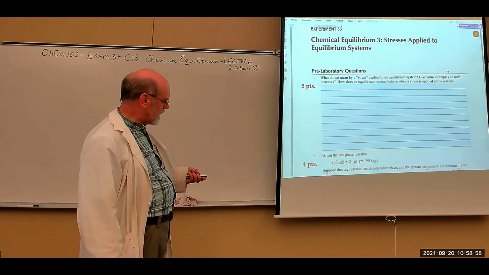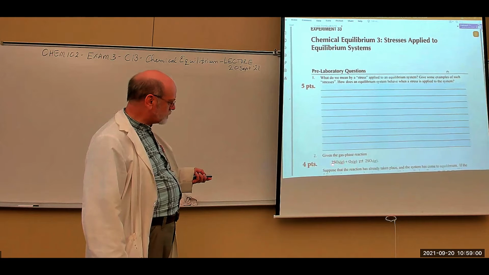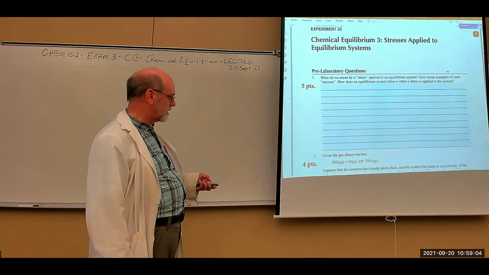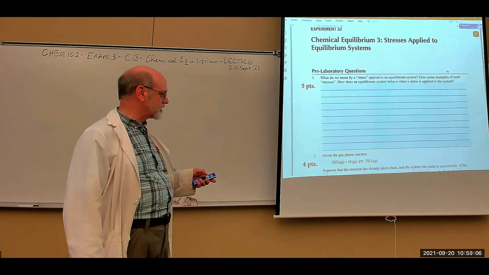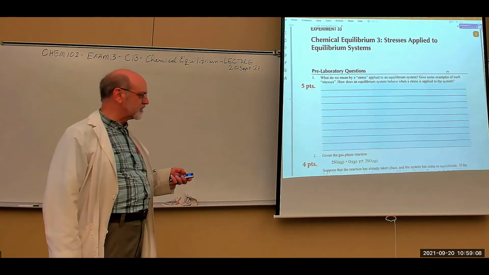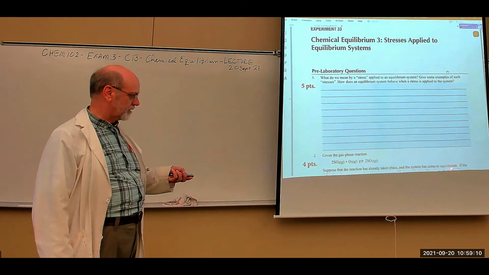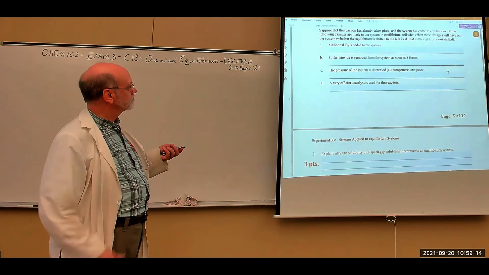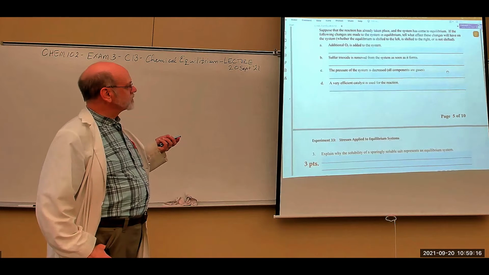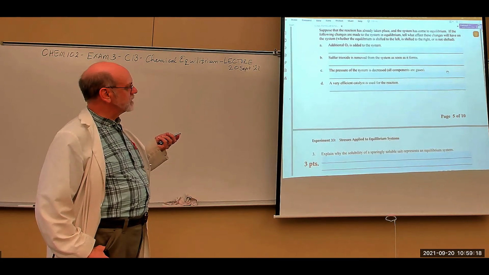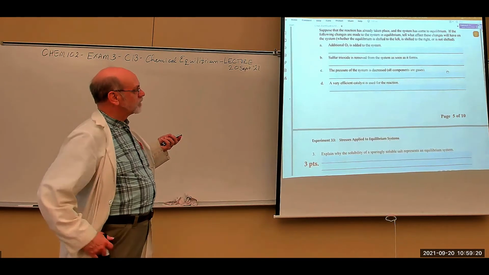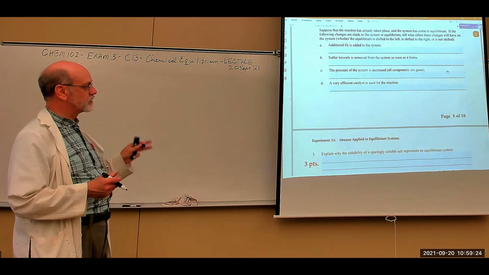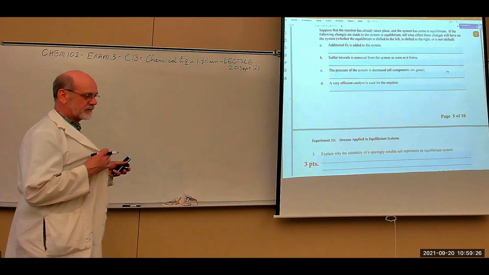Given this gas phase reaction, 2 SO2s, oxygen, and 2 SO3s, suppose that the reaction has already been taking place and the system is now at equilibrium. Okay, that's what this says. If the following changes are made to the system in equilibrium, what effect do these changes have on the system? Shifted to the left or to the right, or not shifted?